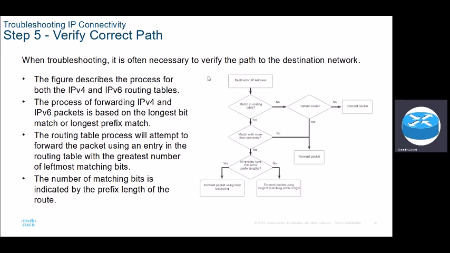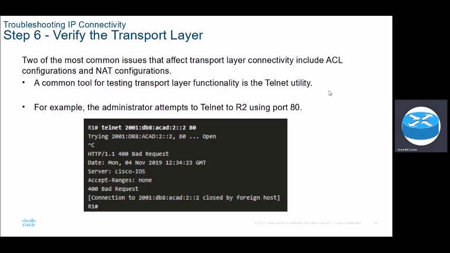When troubleshooting it is often necessary to verify the path to the destination network. So the figure describes the process for both IPv4 and IPv6 routing tables. The process of forwarding IPv4 and IPv6 packets is based on the longest bit match or longest prefix match. The routing table process will attempt to forward the packet using an entry in the routing table with the greatest number of leftmost matching bits, and so of course that's the subnet mask and or prefix that defines that. The number of matching bits is indicated by the prefix length of the route.